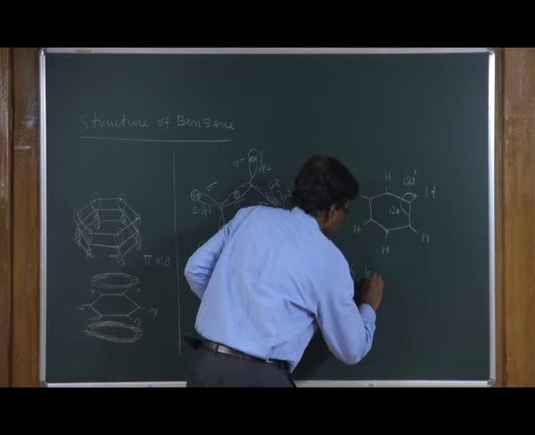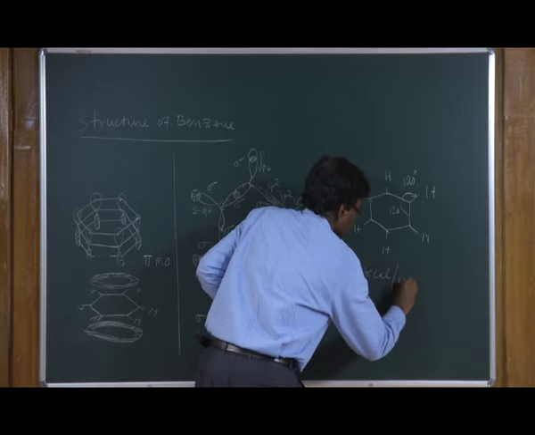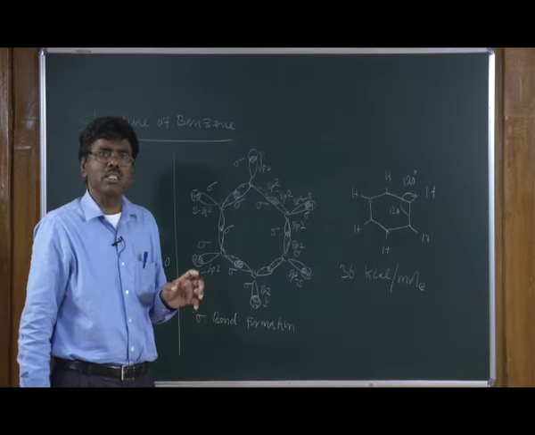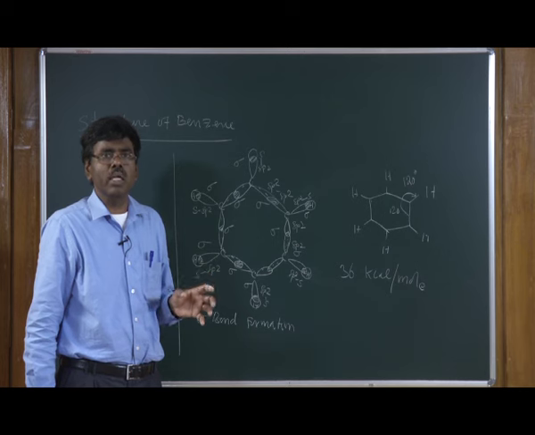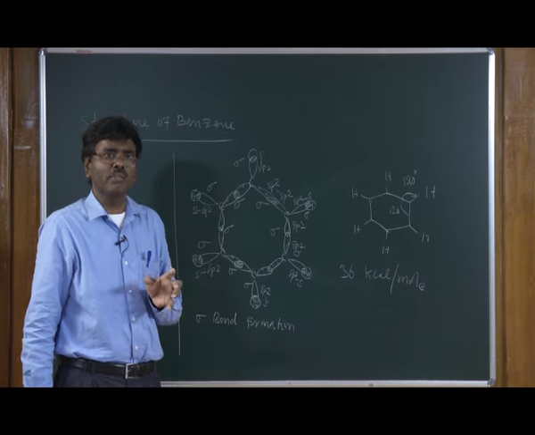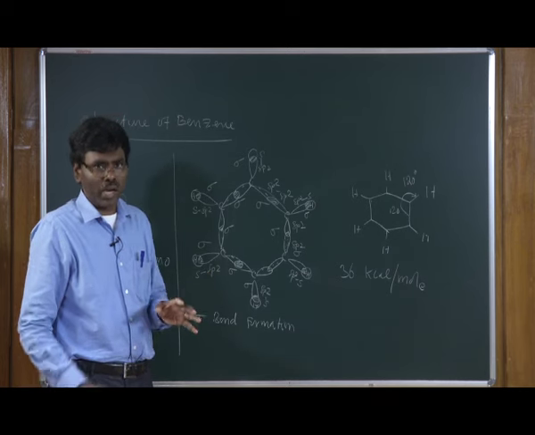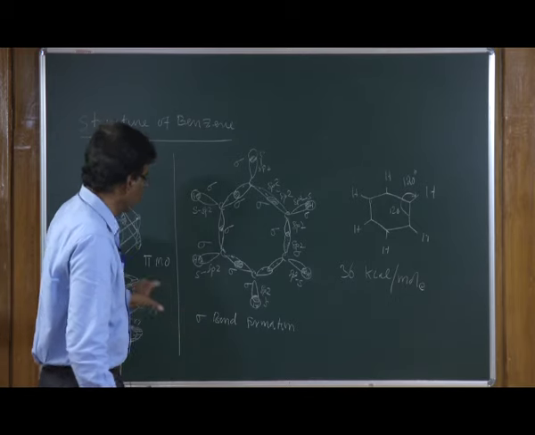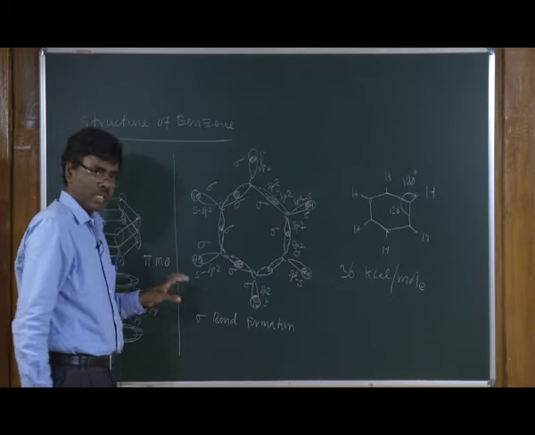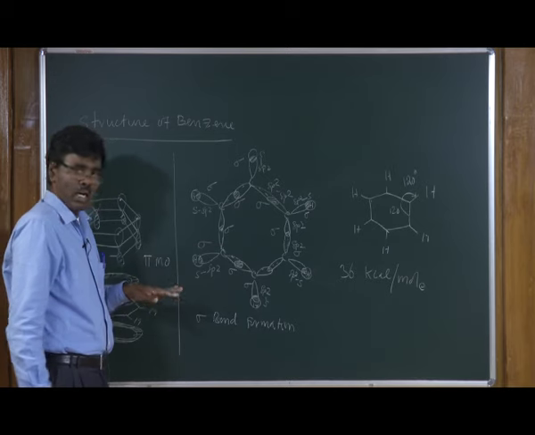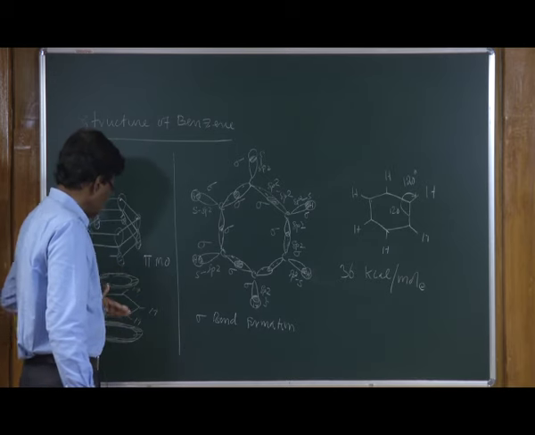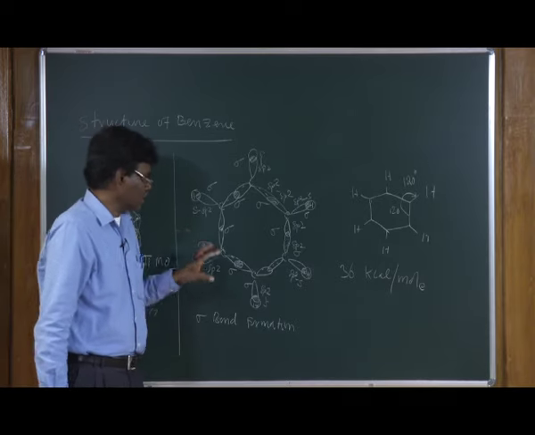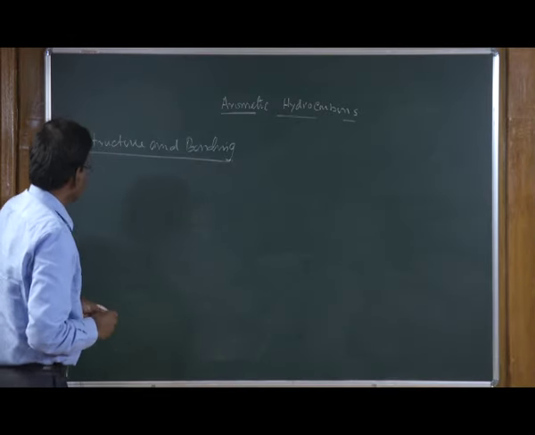36 kilocalories per mole, more stable compared to the simple 1,3,5-hexatriene. When you have three carbon-carbon double bonds, if you compare the stability, this one is more stable because of the delocalization of the pi electrons. And as you can see here, there is a ring current above and below the plane of the benzene ring. This makes benzene more stable.